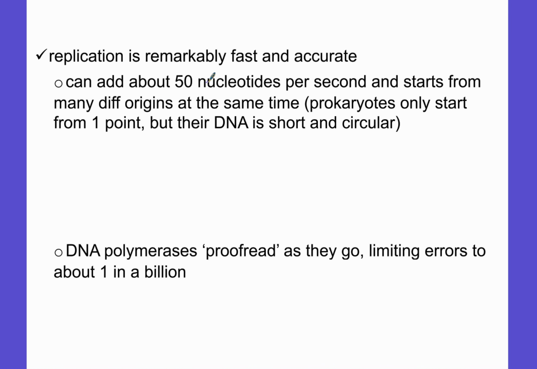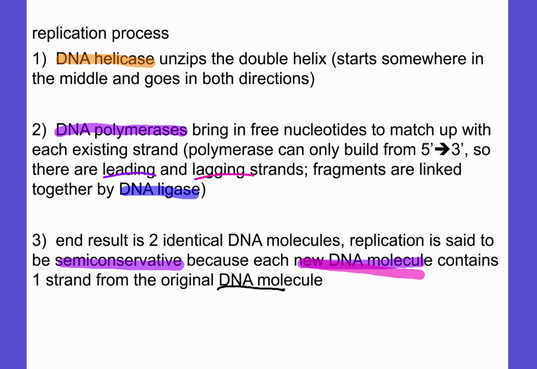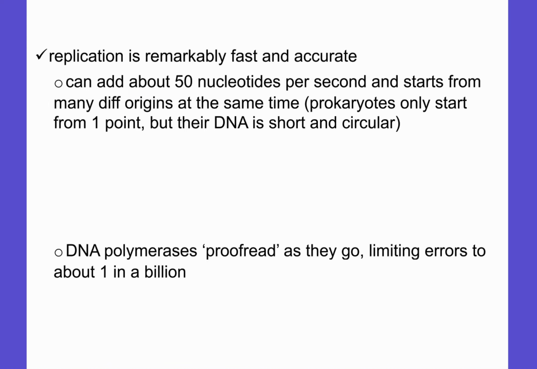Otherwise, we also talked in class about how this replication is remarkably fast and accurate. You can replicate your entire genome in a cell in a matter of hours. It's ridiculous how fast this can go, right? So when we were doing our base pairing at the beginning, I could finish this strand in 5+ seconds, but your DNA in your cells is being copied at up to 50 nucleotides per second. You're going to start at many different places at the same time so you can get it done as fast as possible. Prokaryotes, it says, they only start from one place.